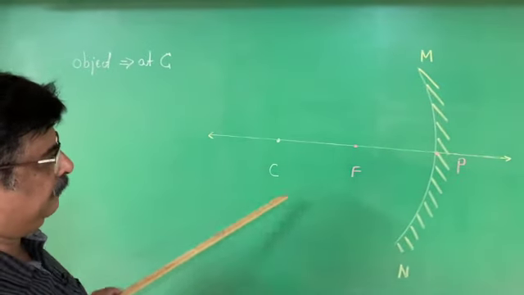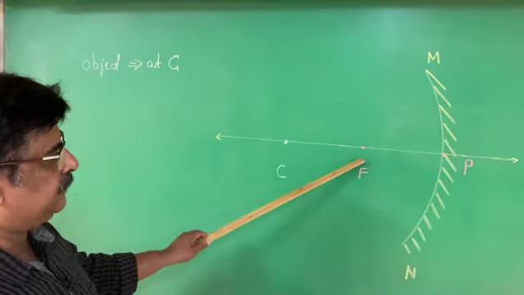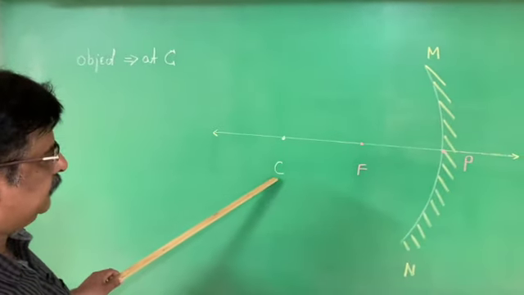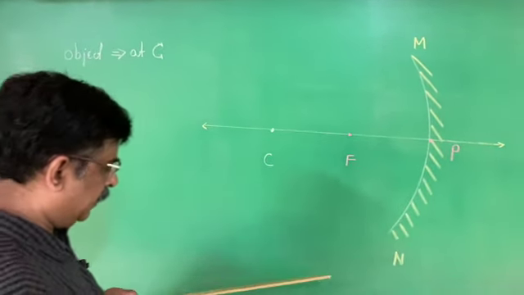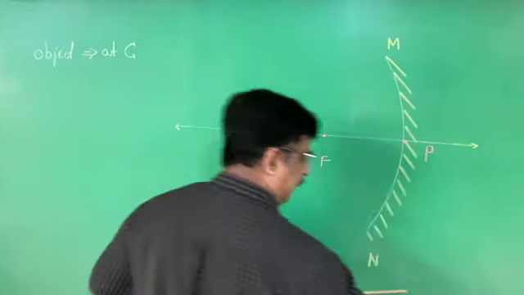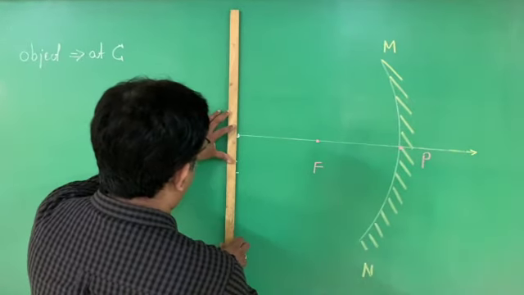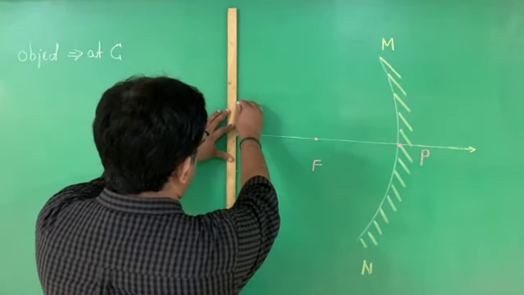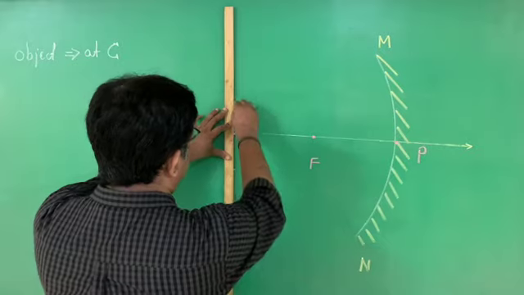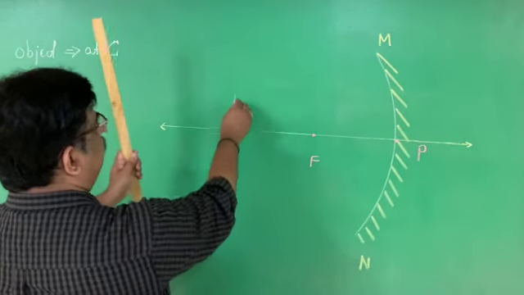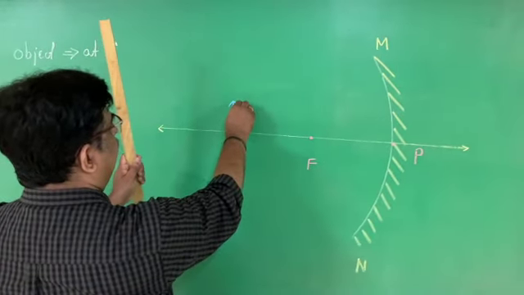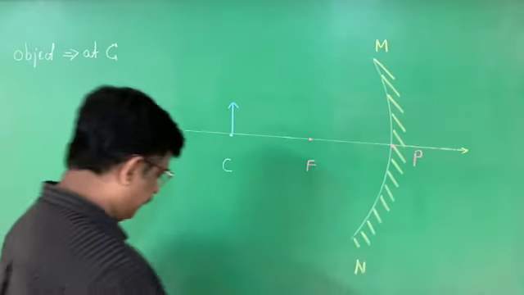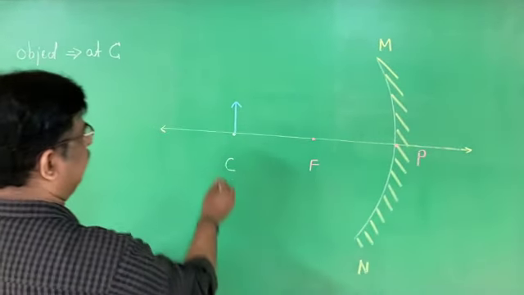Now three points are there: P, F, C. P stands for pole of the mirror, F stands for the principal focus, C stands for the center of curvature. Now the object is placed. Where is the object placed? Object is placed at C. Now I write an object. This arrow I consider as an object. I name the object as AD.